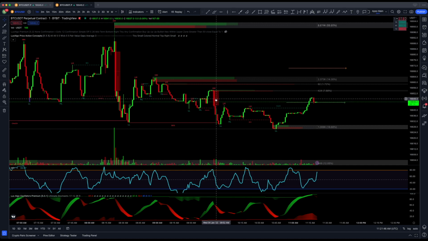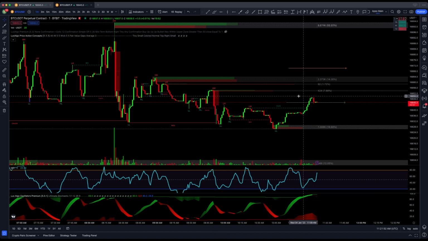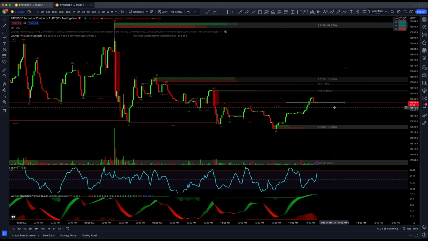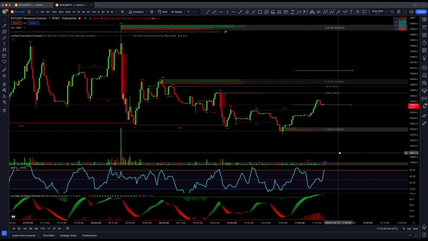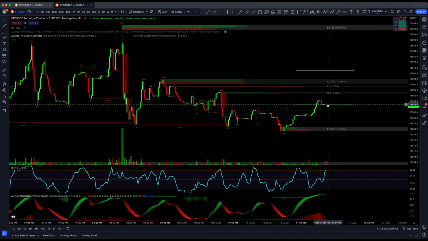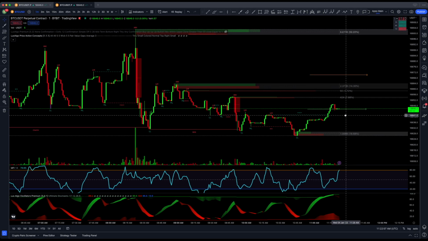We've come up and basically reclaimed this fair value gap here on the 1 minute. You can see here perfectly on that average 50%. On the shorter time frame, we are starting to top out a little bit, specifically on the premium. I'd like to see this come down.